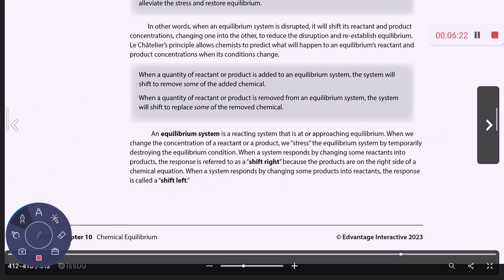Okay, so here they explain shift right and shift left. So if you are changing some reactants into products, then we are shifting right, okay? And then if you are changing some products into reactants, then we are shifting left, okay?